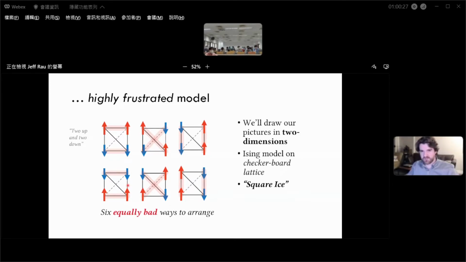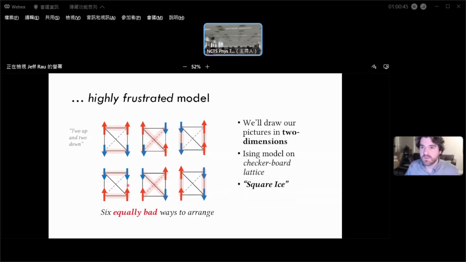When I'm explaining this to you, I'm going to draw most of these pictures in 2D. So the pictures are really going to be an Ising model on a checkerboard lattice, which is probably more correctly called square ice. But pretty much everything I'm going to say is going to translate back to 3D. It'll just be a lot easier to visualize.